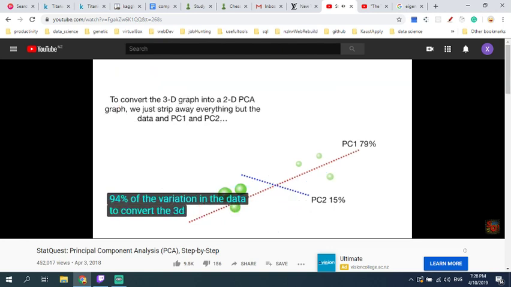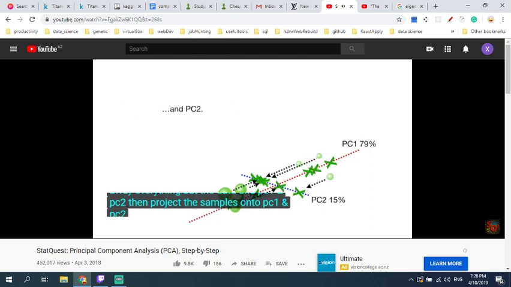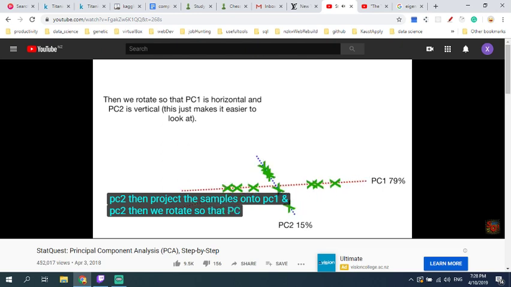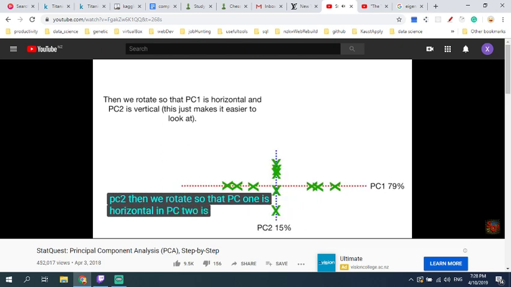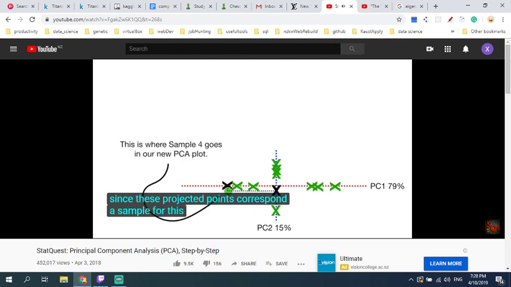To convert the 3D graph into a 2-dimensional PCA graph, we just strip away everything but the data and PC1 and PC2. Then project the samples onto PC1 and PC2. Then we rotate so that PC1 is horizontal and PC2 is vertical. This just makes it easier to look at. Since these projected points correspond to sample 4, this is where sample 4 goes in our new PCA plot.